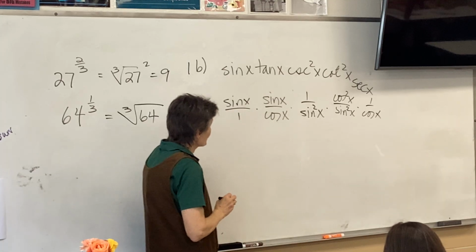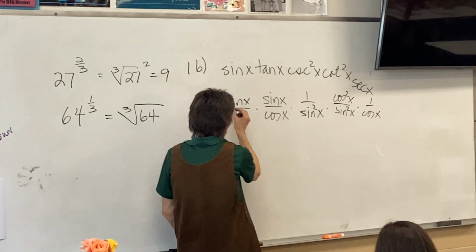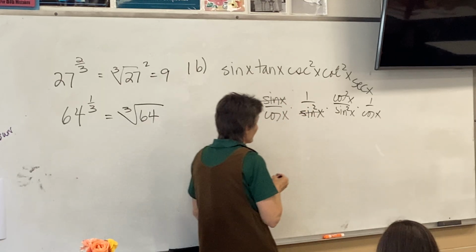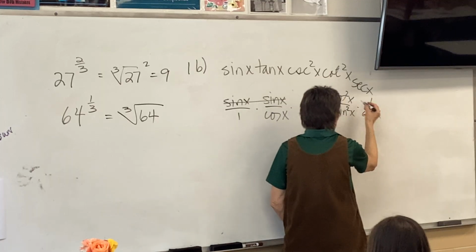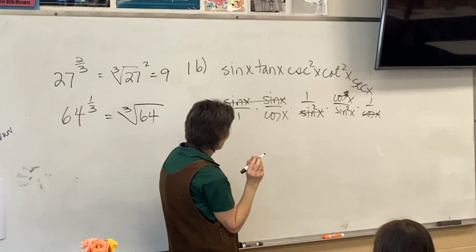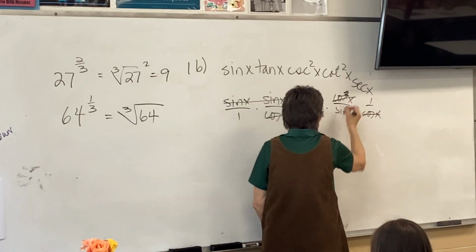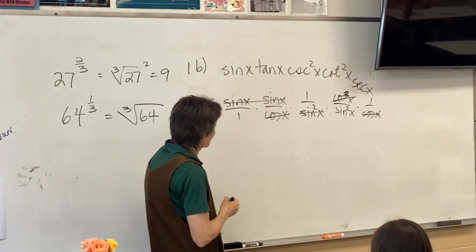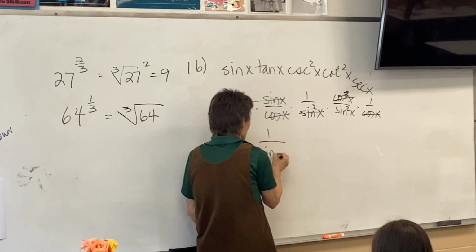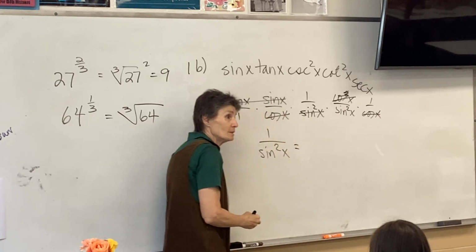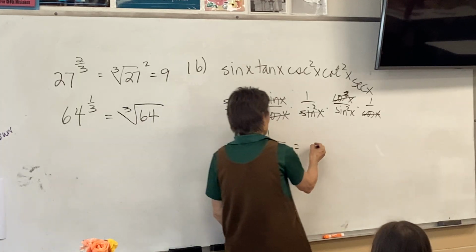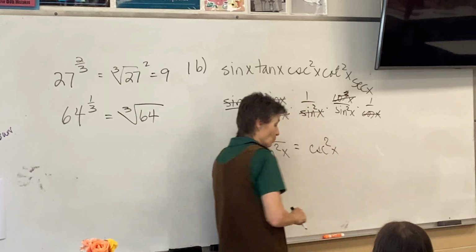Now what do you do? You start canceling. So those two will cancel with that one. That will cancel with one of those, right? And then the other one. Oh, and then there's another one over here. Perfect. So on the top we have 1, and on the bottom we have sine squared. And what is 1 over sine? Cosecant. So your answer is cosecant squared.